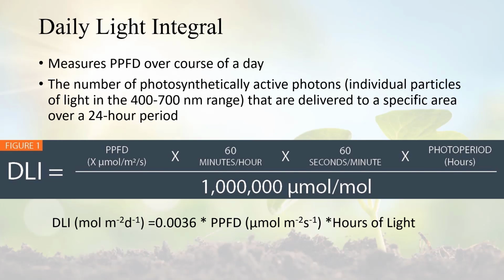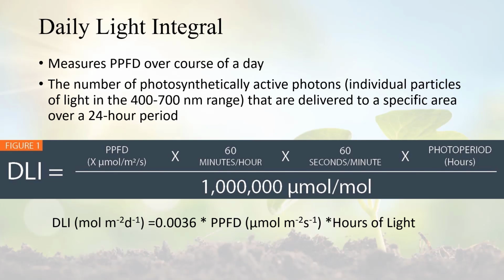So we really need a measurement that takes into account the amount of light that your plant is getting each day. And that measurement is referred to as the daily light integral. Like I said, this is going to measure our PPFD over the course of the day. And it's calculated relatively easily. You can see the full equation up there. But in practice, all you need to do is get your PPFD value, multiply that by the hours of light that your plants are exposed to, and then multiply that by this constant of 0.0036. That's just a way of changing seconds into hours, essentially.